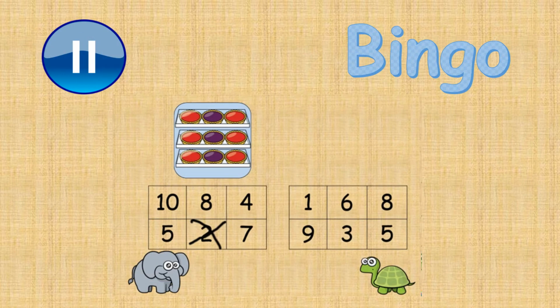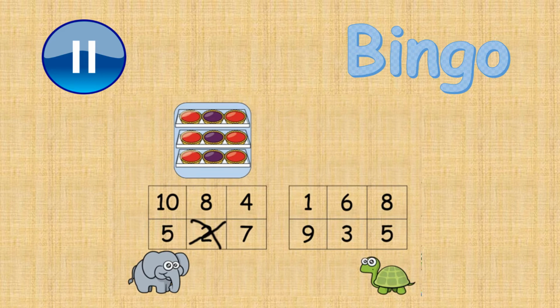Okay, how about this one? Count all the cakes in the cake tin. Pause the video to give you enough time to do so. Then, when you've worked out how many there is, have a look on your piece of paper to see if you can find that number and then cross it out. Pause the video now.